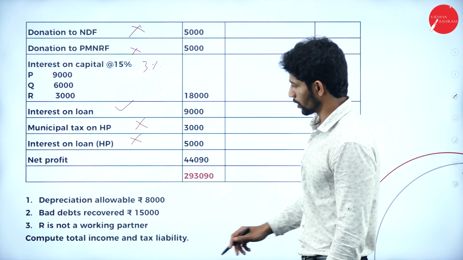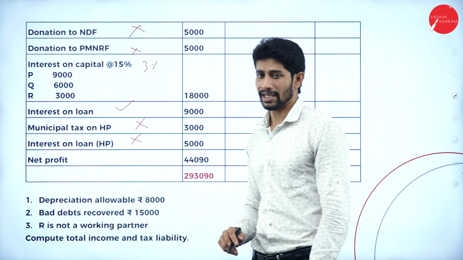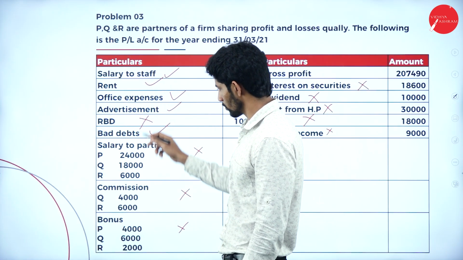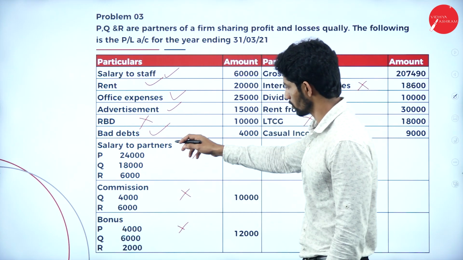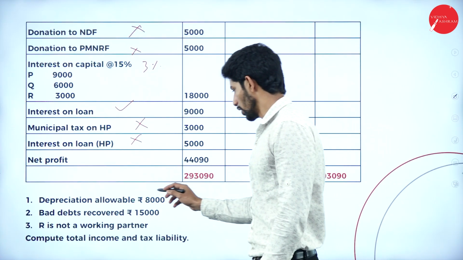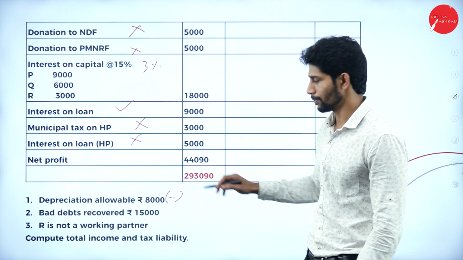So moving further to know the adjustments. Depreciation allowable is rupees 8,000. So is the depreciation given in the problem? You just have to look into the P&L account whether the depreciation is given or not. So depreciation is not given in the problem. What you are supposed to do? You are supposed to deduct it from the net profit.